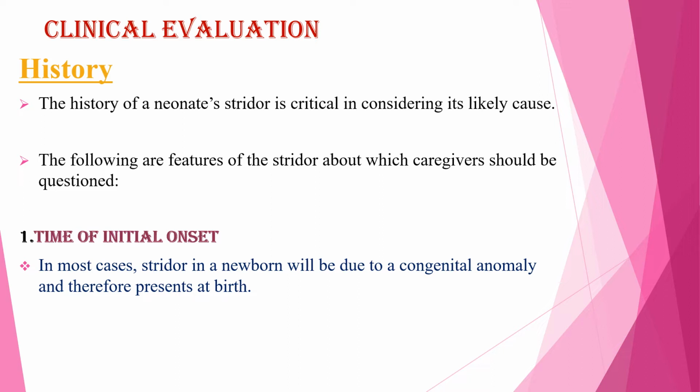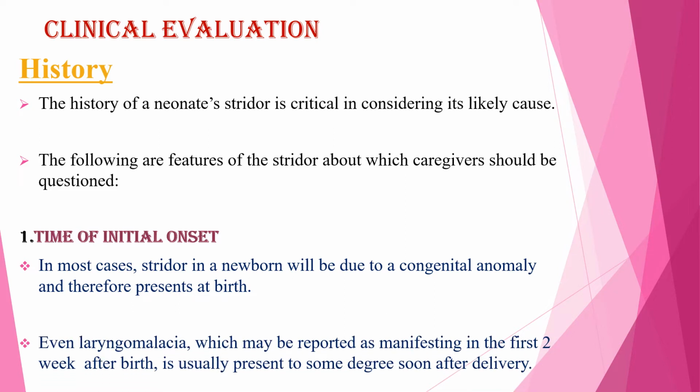In most cases, stridor in a newborn will be due to a congenital anomaly and therefore present, or starting, at birth. Even laryngomalacia, which can be reported as manifesting in the first week after birth, is usually present to some degree soon after delivery. But most of the time, the obvious symptoms of laryngomalacia start after 2 weeks of life.